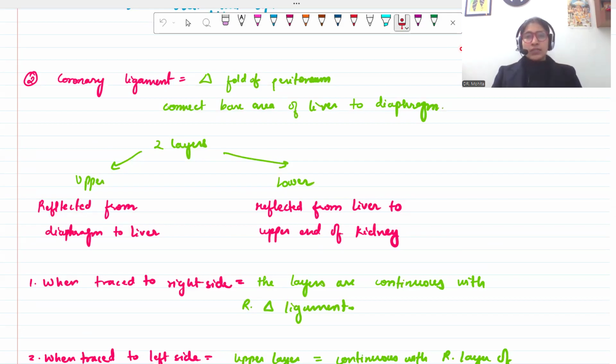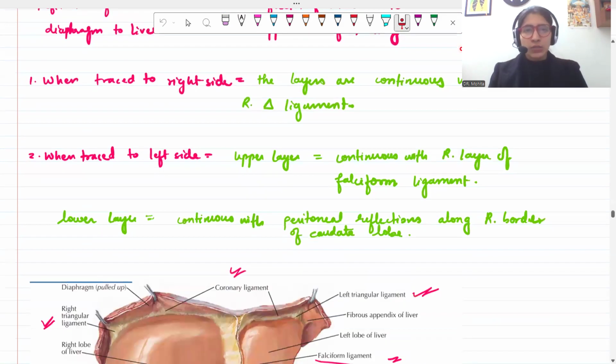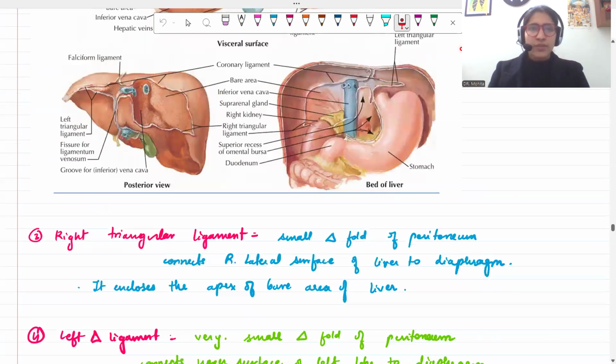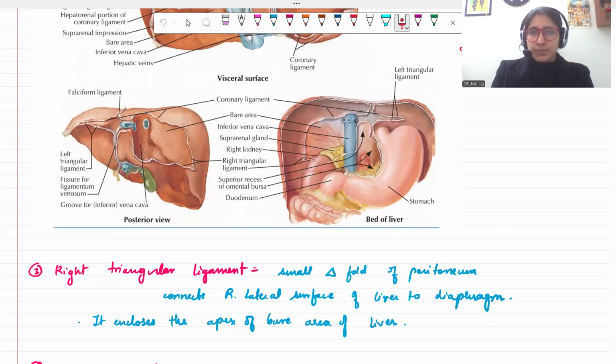ठीक है, सो लेट्स टॉक अबाउट द कोरोनरी लिगामेंट. देखो, here we have the coronary ligament. अगर हम इसके अपर पार्ट की बात करते हैं, so this upper portion of the coronary ligament, when we are looking at it, it is reflected from the diaphragm to the liver, and the inferior layer is reflected from the renal kidney to the liver. So these are the reflections. ऐसे पेरिटोनियम फोल्ड ही हो रहा होगा ना, if this makes sense to you.